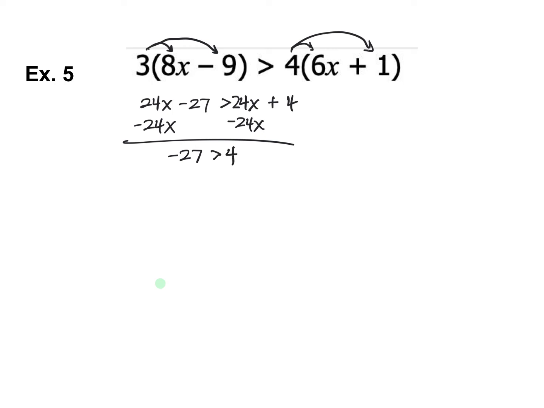Now, although my x values have canceled out, we still have to look at this statement and determine if this statement is true or false. Is negative 27 greater than 4? And in this case, this statement is false. Because the statement is false, this would be a no solution inequality.